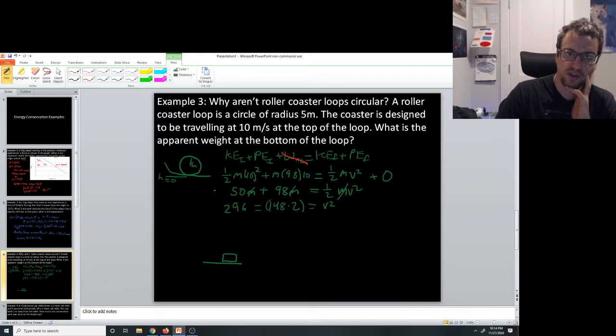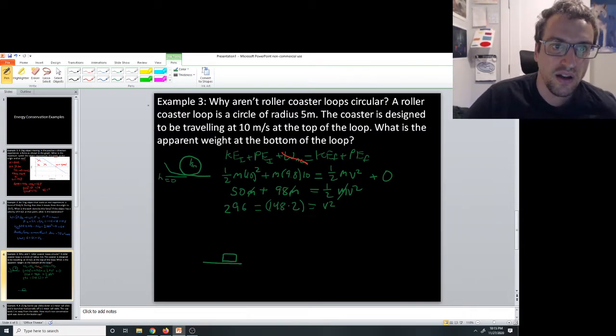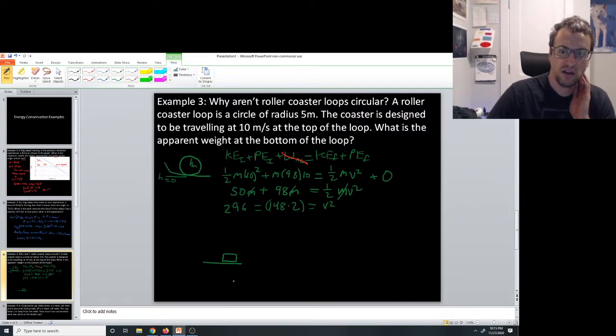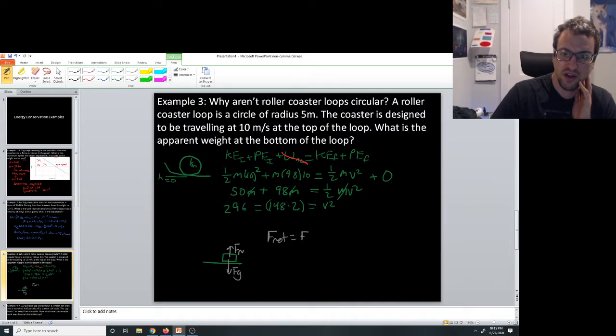So what are the forces acting on it? We've got Fg and the normal force, and the normal force is best related to the apparent weight. So I want to know what this normal force is. But I also know this is basically going in a circle. So I can say F net equals Fn minus Fg. But F net is also equal to mv squared over r. And that's why I didn't bother to take the square root of it.